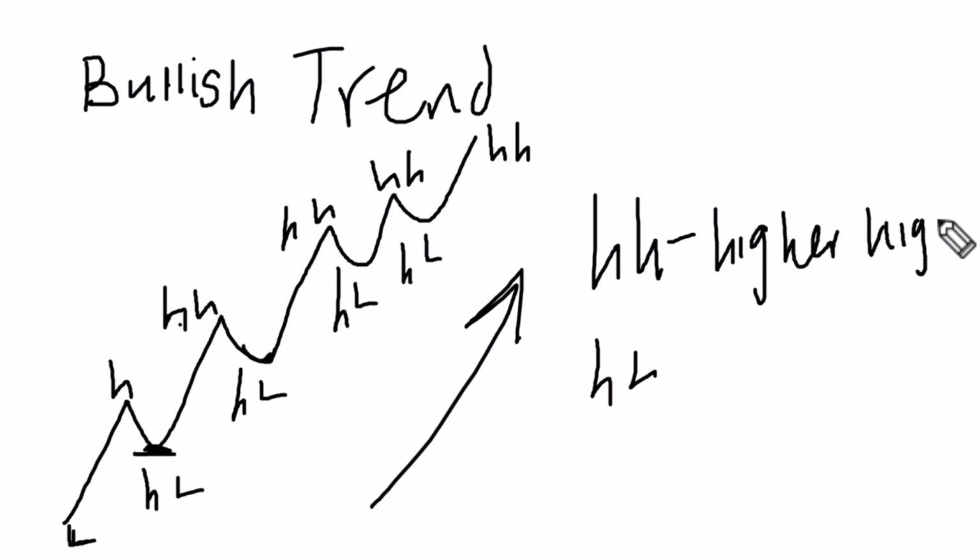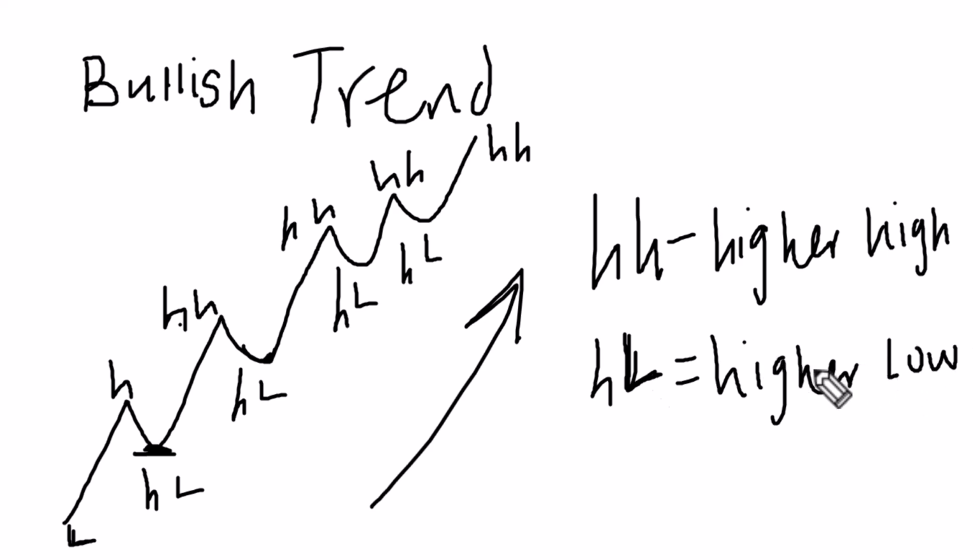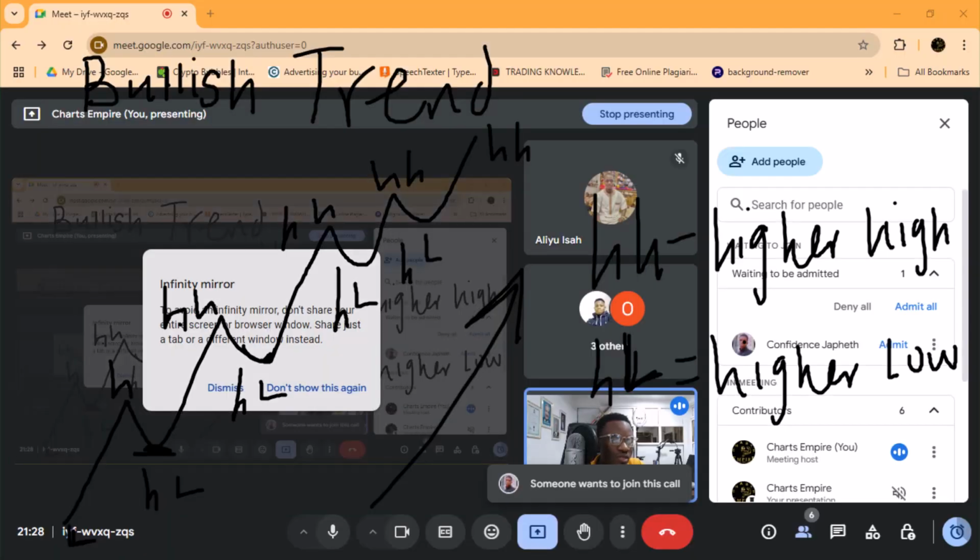You can see that it means a high that is greater than the previous high, and right here, a higher low means a low which is greater than the previous low. Is that clear? Can we move on to the next section?